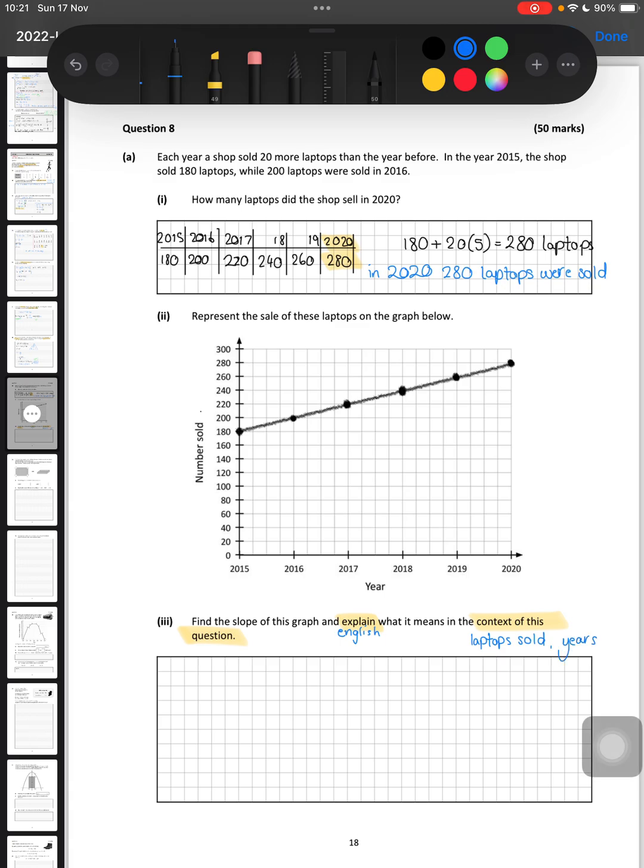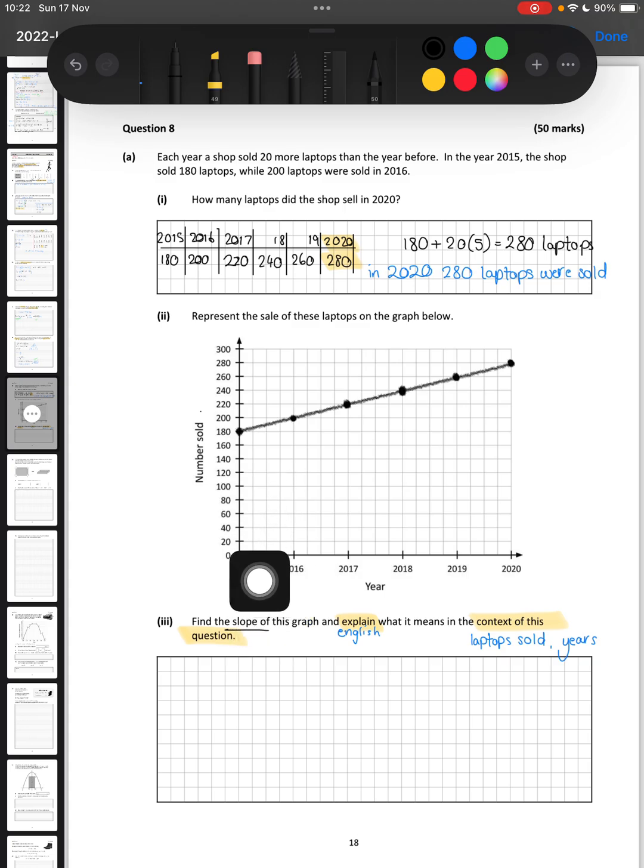Okay, so you're looking to put some of those words into the answer here. But before I go and do any of that, I do need to find the slope. So find the slope of the graph. The slope is the rise over the run. So take any two clear points on the graph.